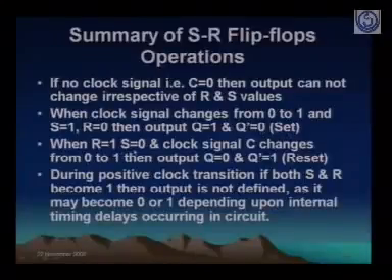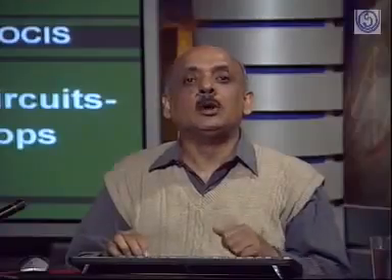When R equals 1 and S equals 0, the reset input has been set, and the clock signal C changes from 0 to 1, we get a reset state, which means Q is 0 and Q dash is 1. And during a positive clock transition, if both S and R become 1, then the output is not defined, as it may become 0 or 1 depending upon the internal timing delays occurring in the circuit, and that's why we don't want this condition to occur within a flip-flop system.